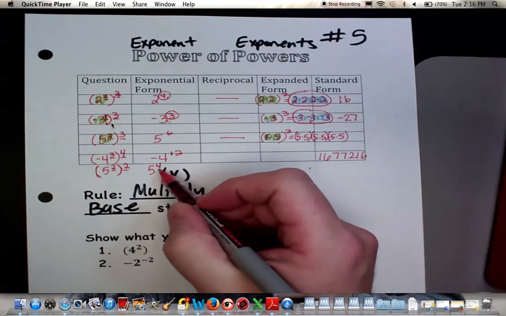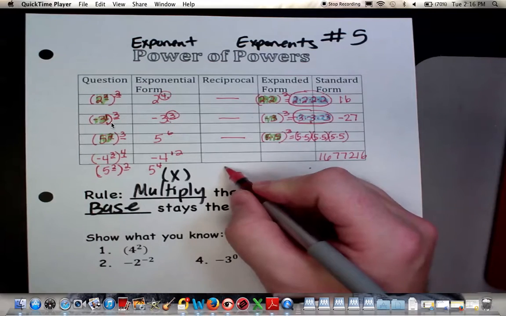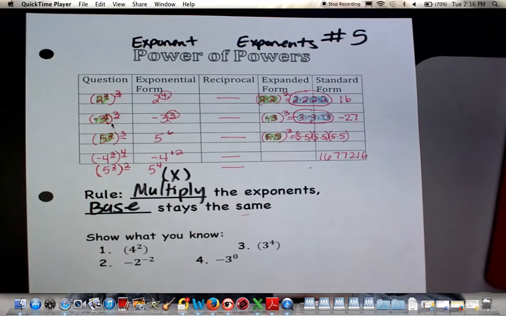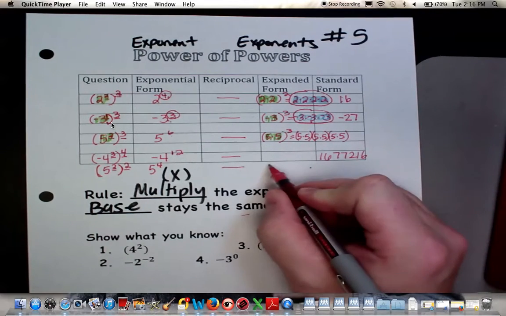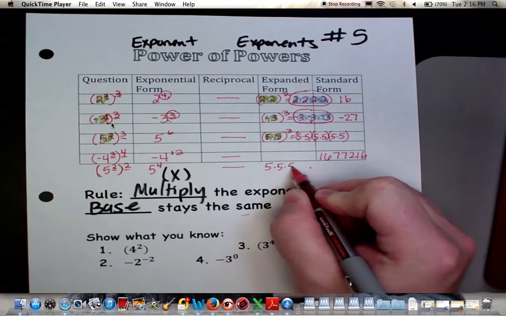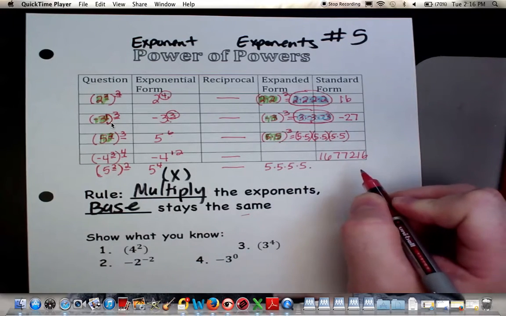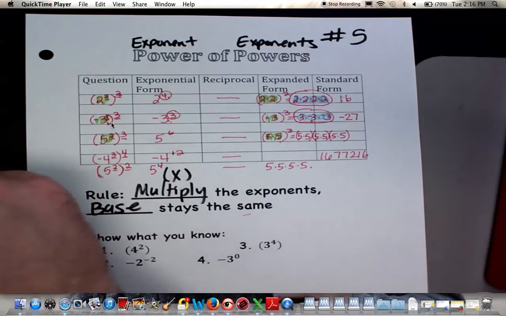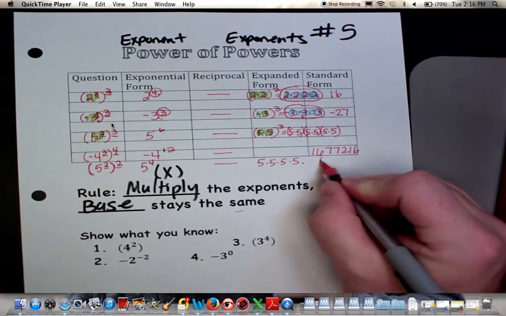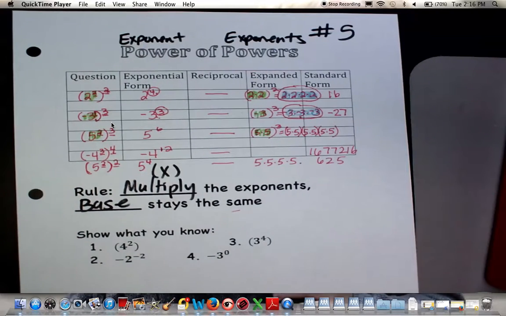Is this a negative exponent? Nope, so I don't need a reciprocal. My expanded form is just 5 times 5 times 5 times 5. And when I do that, 5 to the 4th power, I get the answer 625.